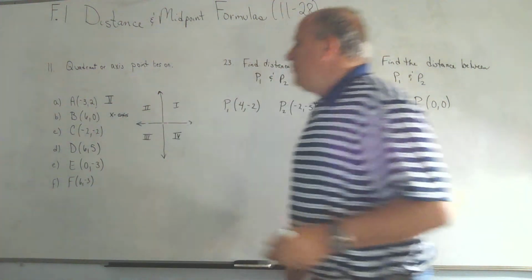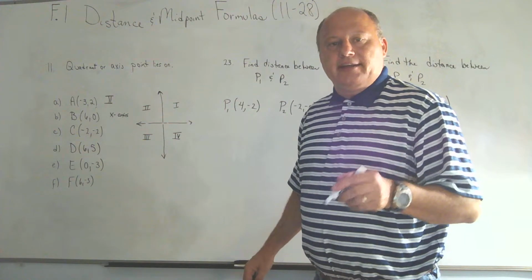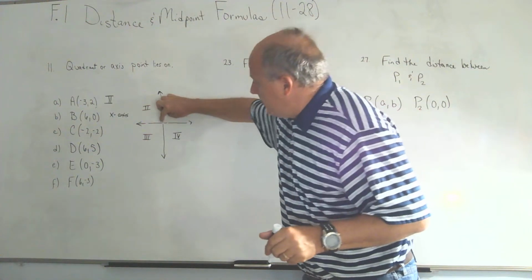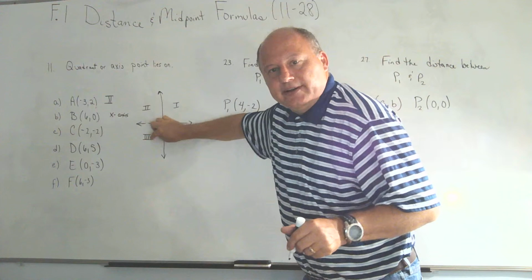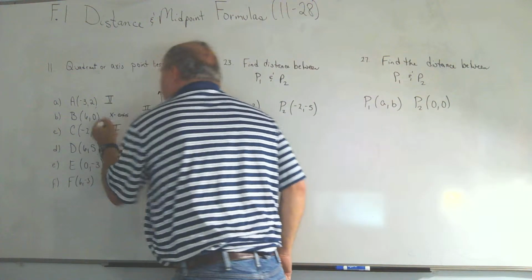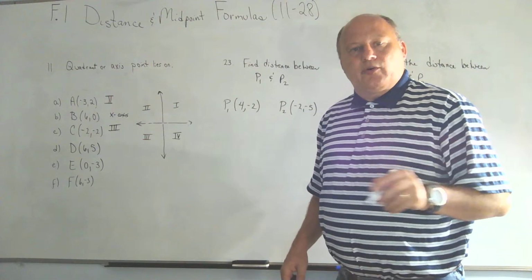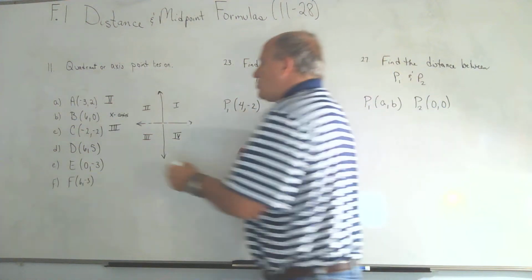Now -2, -2: the abscissa and the ordinate are both negative. The x-coordinate and the y-coordinate are both negative. So -2 means you go left, -2 again means you go down. So you're in this quadrant down here, the third quadrant. Next, 6, 5: the abscissa and the ordinate, the x-coordinate and the y-coordinate, are both positive, so you go right and then up. So you're in the first quadrant.